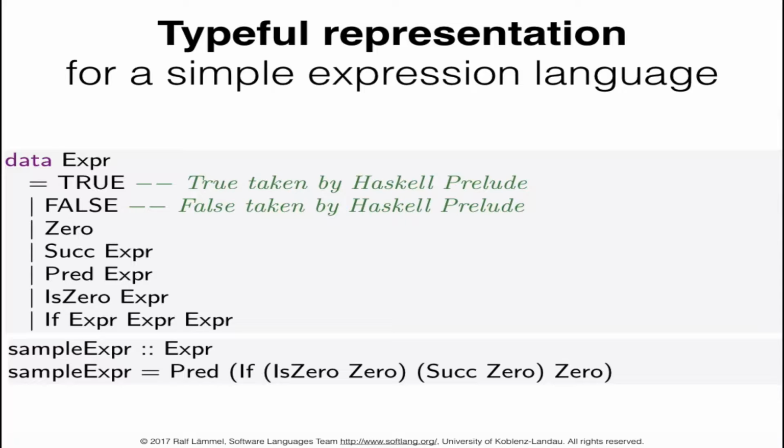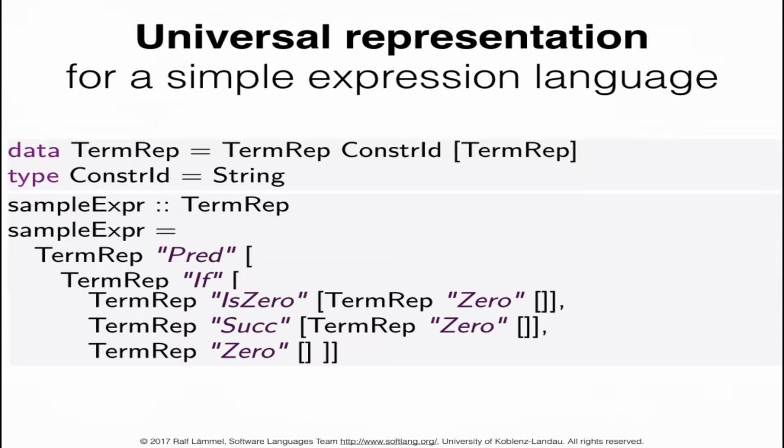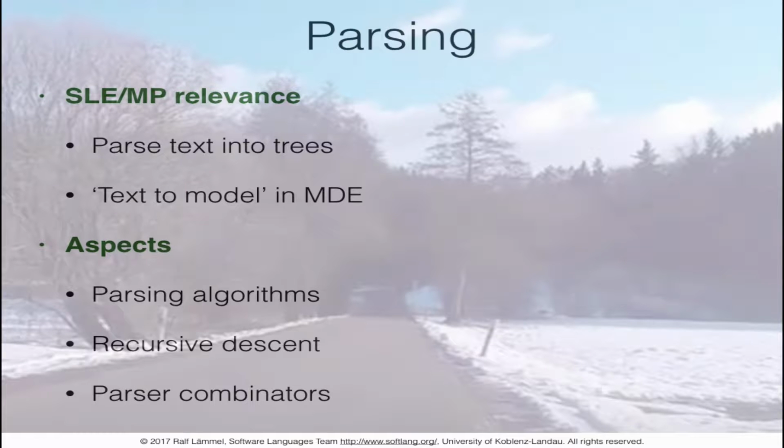So this is the typeful representation approach in Haskell when we use algebraic data types. For some reasons, for example, when we need to perform certain kinds of generic operations or when we need to perform serialization, we might also need a universal representation. So in a very simple case, we've got a data type TermWrap. The constructor is encoded as a string, and then the children terms, the subterms, are also just encoded as a TermWrap.